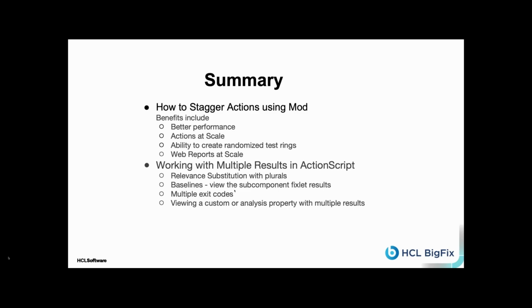And then we talked about working with multiple results and action scripts. So we did the relevant substitution piece. We looked at the baselines and how to get those exit codes from baselines out in a view that you can see across something in a report. And then a little bit there on how to view a custom or analysis property with multiple results. So hopefully you learned something new today, or you remembered something that you'd forgotten, or you reinforced that thing that you do on a regular basis. And yeah, hopefully that's great.